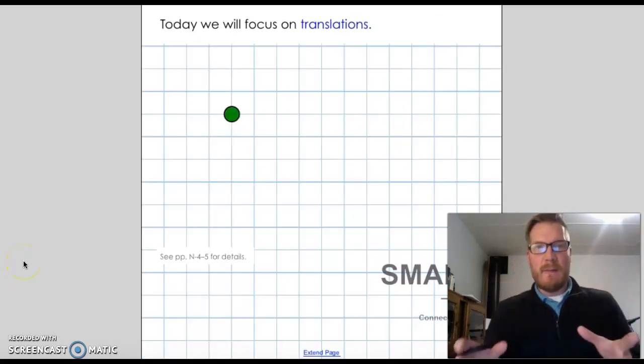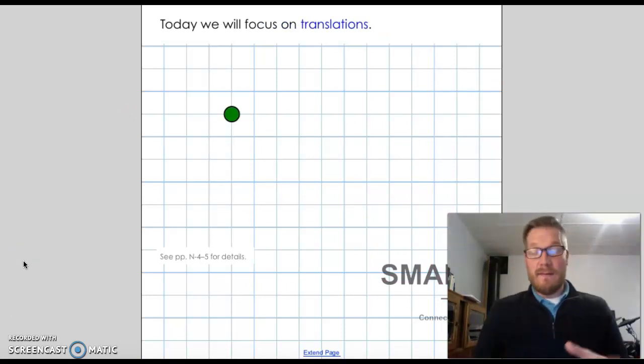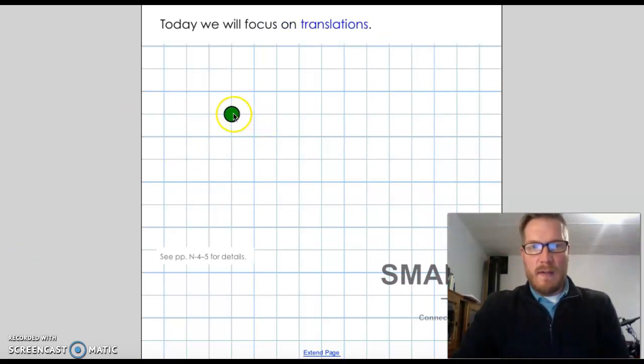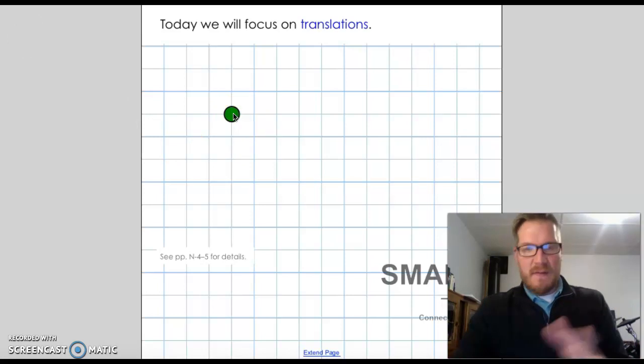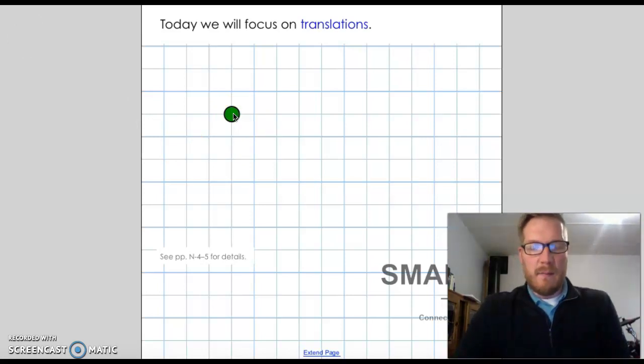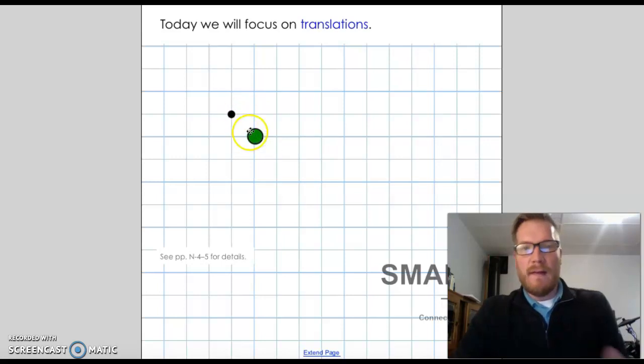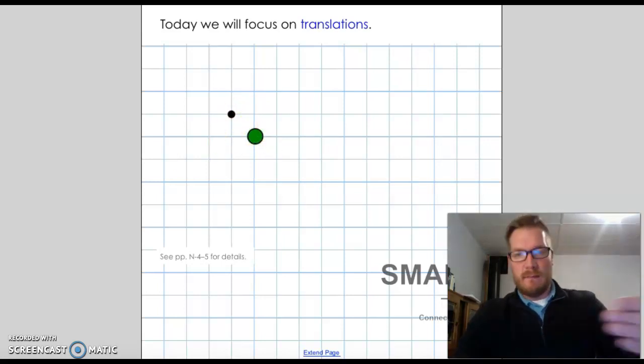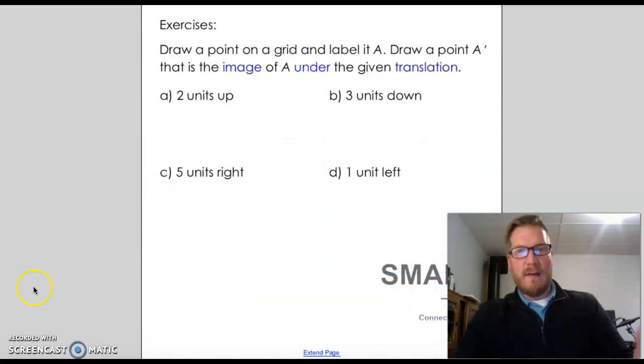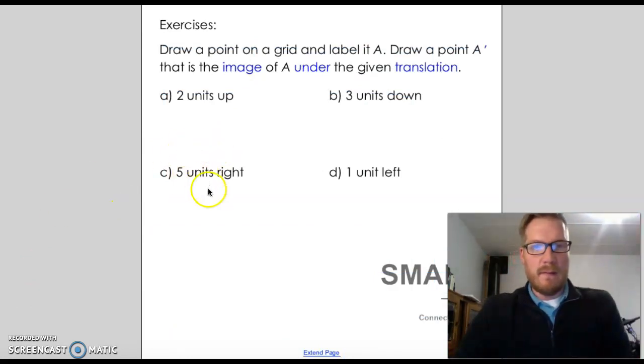But for our video today, we're going to focus on translations. A translation is just sliding a dot or a point or a shape around. Here there are two points. You could say, if I want to move it one to the right and one down, that's where my point would end up. I'll go to the next slide and get some practice, and then I'll go back to the graph slide.